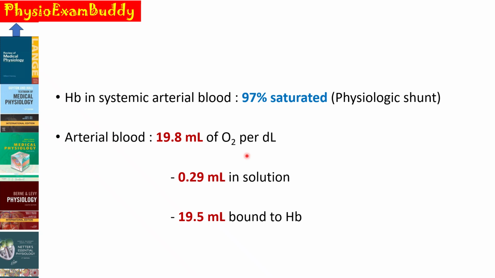So, in the arterial blood where the hemoglobin is 97% saturated, the total oxygen content is about 19.8 ml of oxygen per deciliter, of which 0.29 ml will be in the dissolved state, or in solution, and the remaining 19.4 ml will be bound to the hemoglobin. So, almost 19.5 ml is transported bound to the hemoglobin, and only 0.29 ml is transported in the dissolved form when the hemoglobin is 97% saturated.